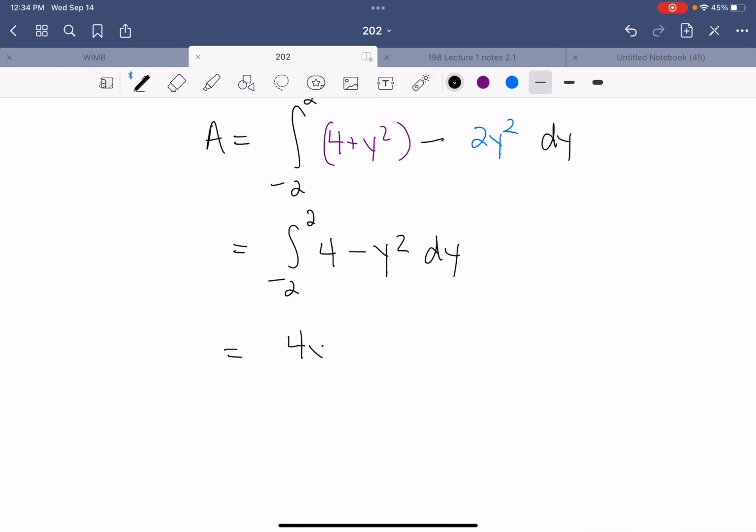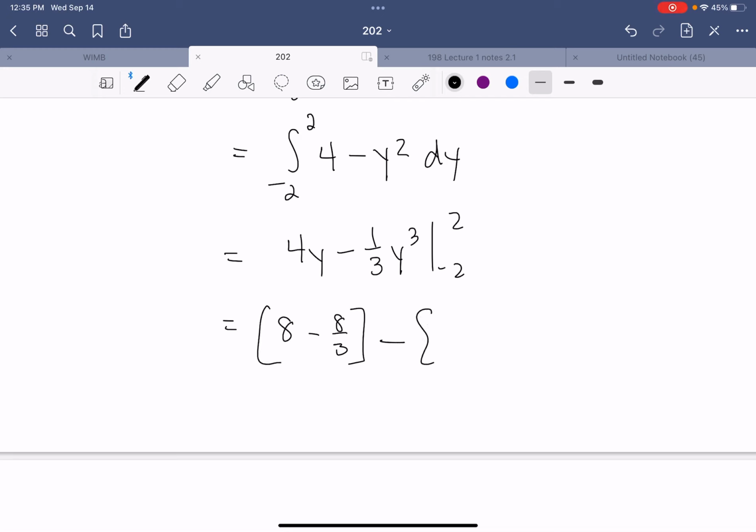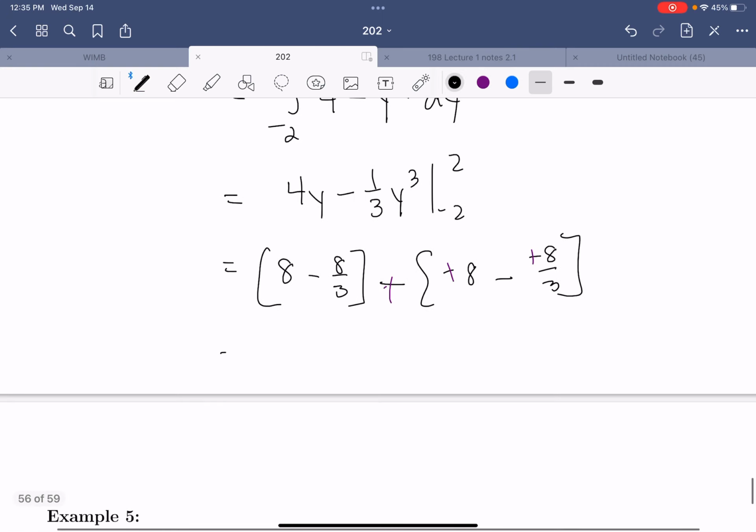And we get 4y minus 1/3 y cubed from -2 to 2. And then we plug in our 2, which gives us 8 minus 8/3, minus, when we plug in our -2, which is -8, minus -8/3. And I can distribute this negative. So that just means I get 16 minus 16/3, which if I calculate, turns out to be 10.6 repeating.